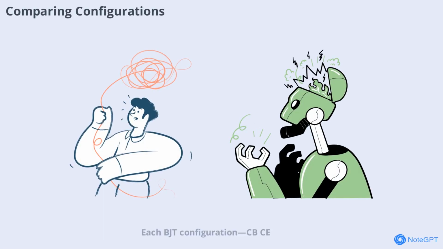Each BJT configuration, CB, CE, and CC, has its own set of advantages and disadvantages. Common base is best for high-frequency applications, common emitter is ideal for general amplification, and common collector is perfect for impedance matching. Understanding these differences helps you choose the right configuration for your specific circuit needs.